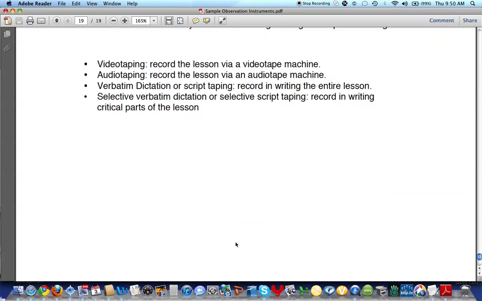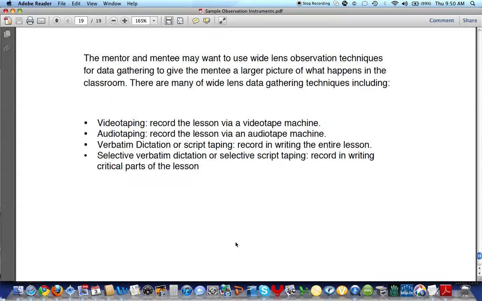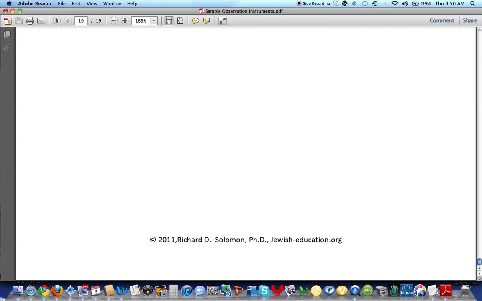So what you have here is a selection of observation tools, all of which you can use in your final project, the handbook for the mentee. And you can modify these in any way you like. And if you choose, you can copy this into your mentee handbook. Although this is all written by me, I give all of you permission to use it in your mentee handbook.